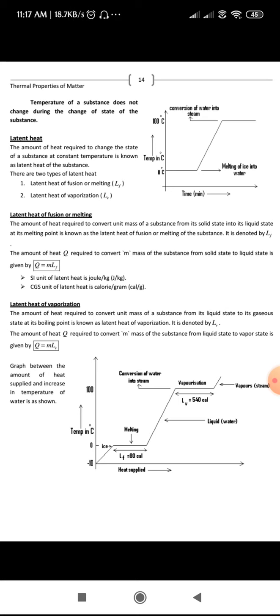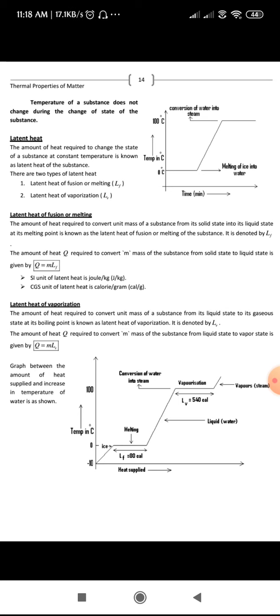To express that in terms of an equation, the amount of heat Q required to convert mass m of a substance from liquid state to vapor state is given by Q is equal to m into L subscript V, where Q denotes the heat, m denotes the mass of the substance, and L subscript V is the latent heat of vaporization.